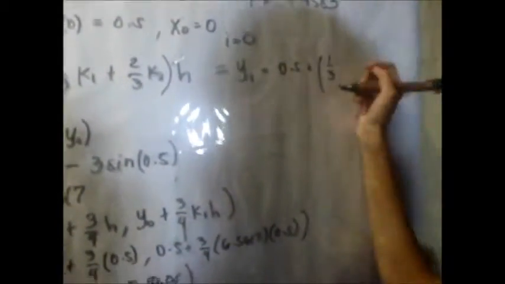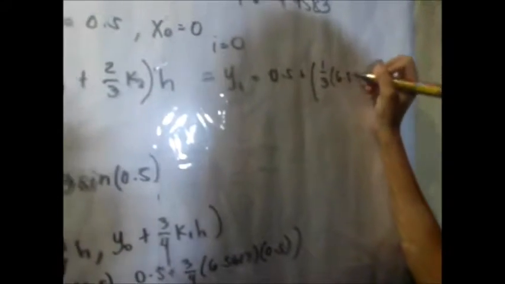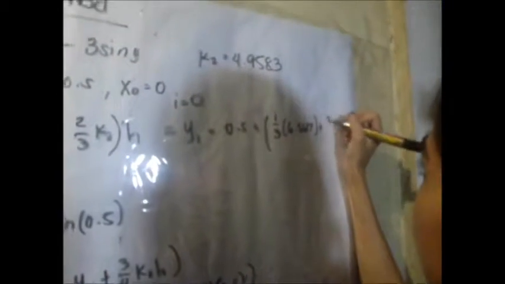So when i is 0, we have y1 equals, the y0 is this one, so we have 0.5 plus 1/3, the value of k1 is 6.5617, plus 2/3, and the value of k2 is 4.9583, times the value of h, 0.5. So again, the value of y1 is equal to 3.2464. So this is the value for the Ralston method.